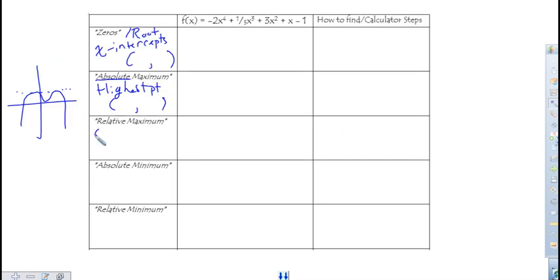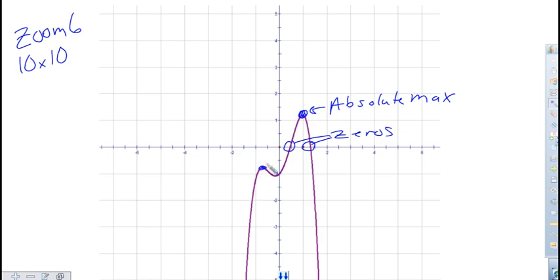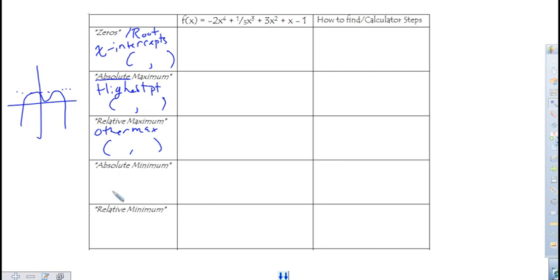Relative maximum is any other max, which we do have in this graph. So in this graph we have this guy right here. He is a highest point, but he's not the highest point. So he is the relative max. And then, of course, we have minimums. Absolute minimum is the lowest point. In this graph, we do not have one. Normally it will be, of course, this graph, there is none here. And relative minimums are other minimums. We do have other minimums, though.